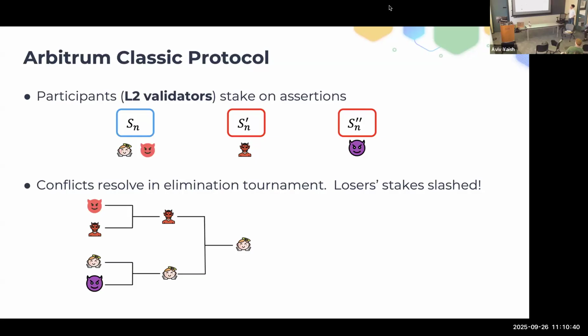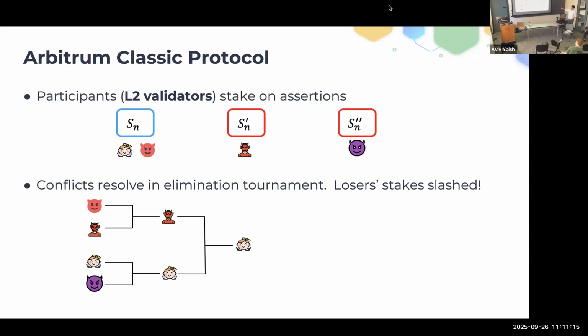Right now I want to go over the Arbitrum Classic protocol, which was the protocol on Arbitrum up to March of this year. The idea is that anyone who wants to participate can claim some assertion. In order to participate, you need to put up a stake, which is some amount of money that will get slashed from you if you lose the competition.